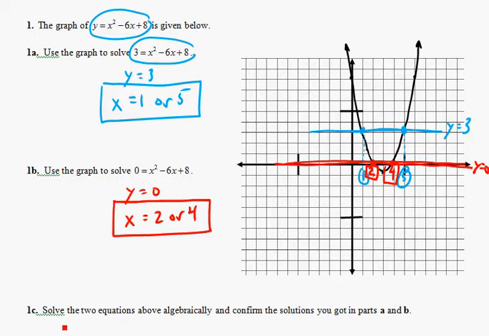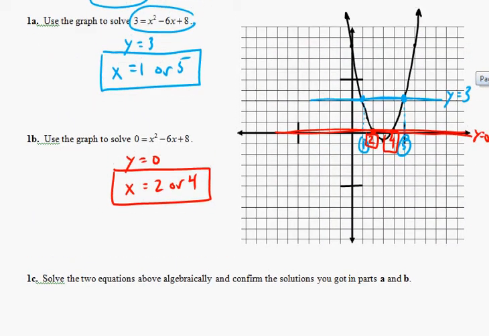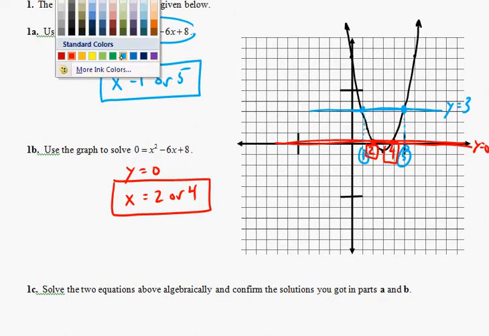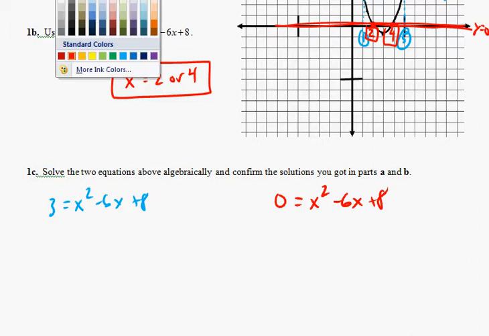Now, 1c asks us to solve the 2 equations above algebraically and confirm the solutions you got in parts A and B. So in other words, I want you to take a moment, use your algebra skills to solve these 2 equations. So, solve the equation 3 equals x squared minus 6x plus 8, and use your algebra skills to solve 0 equals x squared minus 6x plus 8. Pause the video and try to solve those 2 equations algebraically.